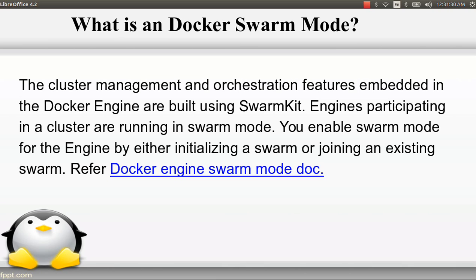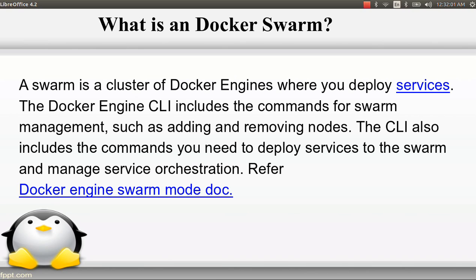I'm just giving some idea about Docker Swarm mode, the cluster management and orchestration feature embedded into the Docker engine itself, with SwarmKit. Docker engines in the cluster run in Docker Swarm mode, and you can enable Swarm mode for an engine by either initializing or joining a node. It was included in the Docker engine in version 1.12. And what is Swarm? Swarm is a cluster of Docker engine hosts where you can deploy your service containers. So it's like a cluster of containers, we can say.